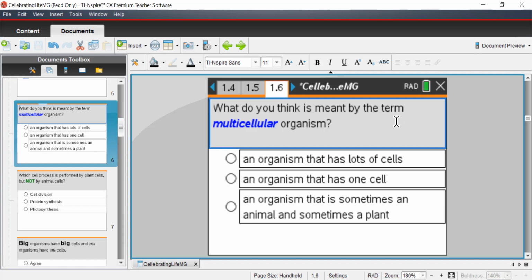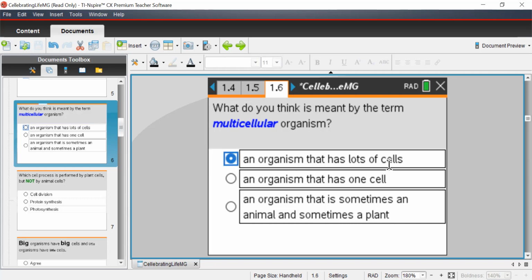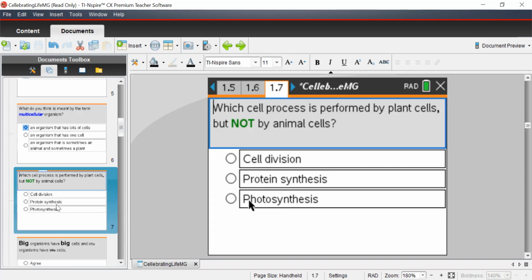All right, next question. What do you think is meant by the term multicellular organism? Well, you probably got this one figured out. It's more than one cell. So is it an organism that has lots of cells, one that has one cell, or an organism that is sometimes an animal and sometimes a plant? We're going to go with A, an organism that has lots of cells.